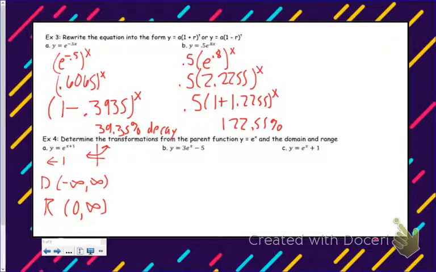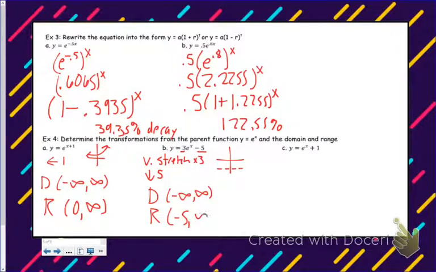Okay, looking at b, again, knowing what we know, away from the x is vertical. So this is going to be a vertical stretch by 3 and down 5. So that's not going to affect our domain. But it is going to affect our range. The stretch is not going to affect our range, but shifting it down 5. Again, if I take this graph and I stretch it, it's not going to change our domain. What changes our range is actually when we move that down.